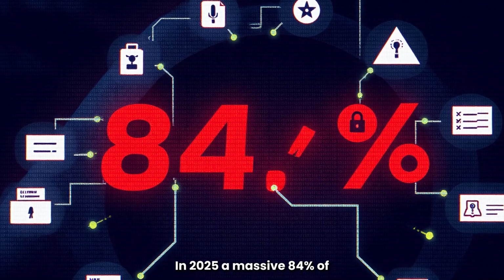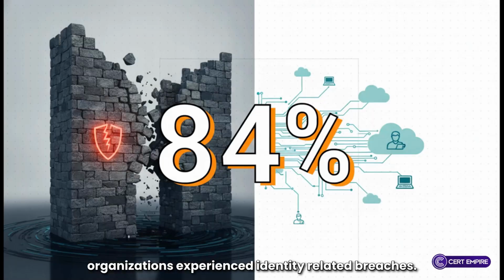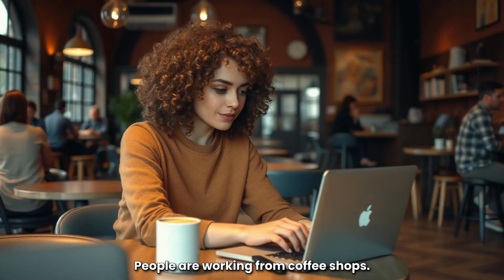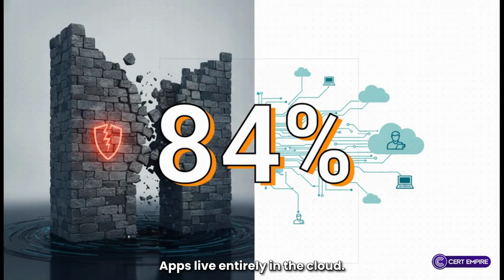In 2025, a massive 84% of organizations experienced identity-related breaches. The old castle and moat perimeter security, where basically everything inside the firewall was assumed to be safe, has fundamentally failed. Think about it. People are working from coffee shops, apps live entirely in the cloud, so that secure perimeter boundary, it just doesn't exist anymore.